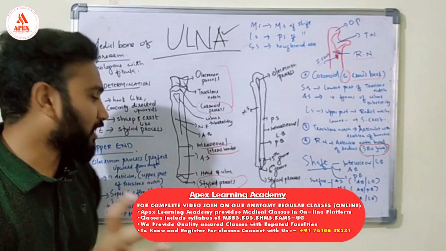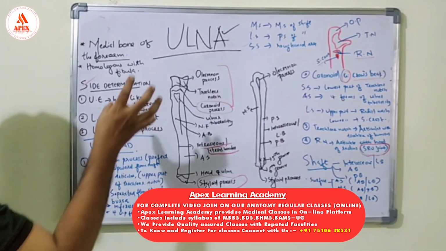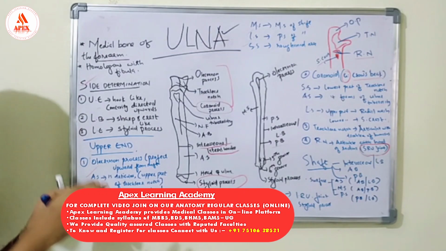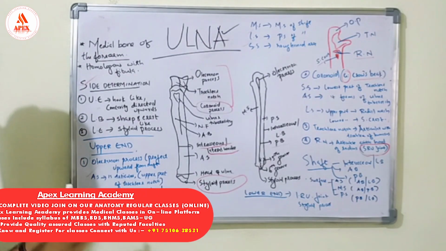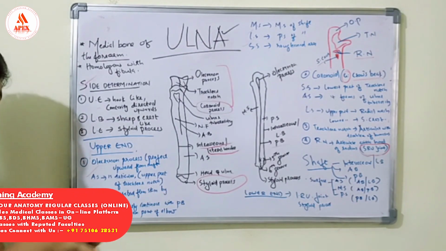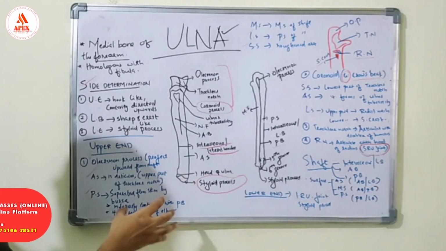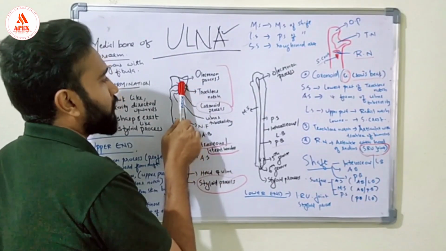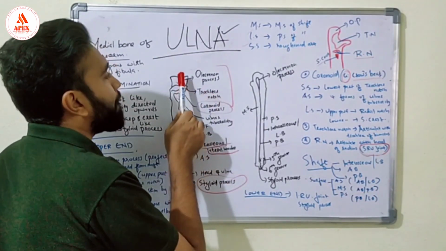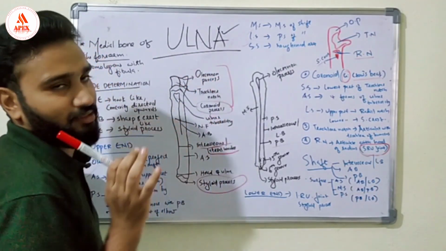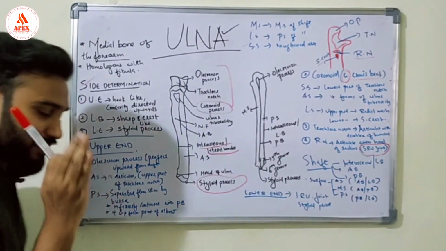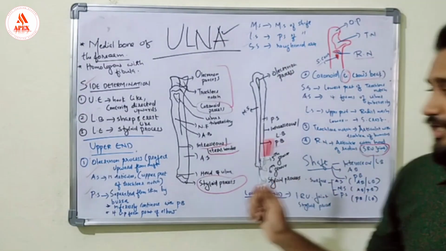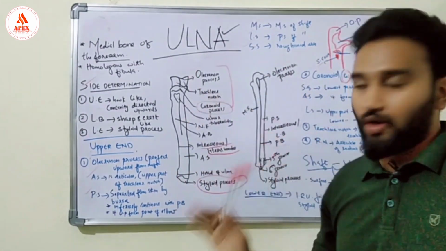The anterior surface of the olecranon process is articular. So what's the point? That means it is taking part in articulation. It is the upper part of the trochlear notch. See, here we have the trochlear notch. The upper part of the trochlear notch is the anterior surface. So the anterior surface is articular, and we want to understand that it is the upper part of the trochlear notch.